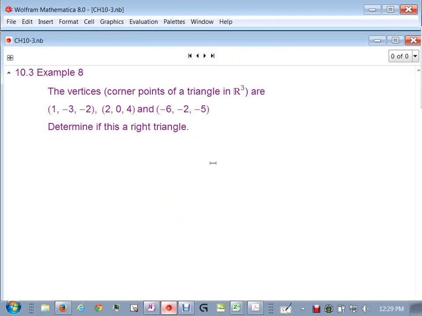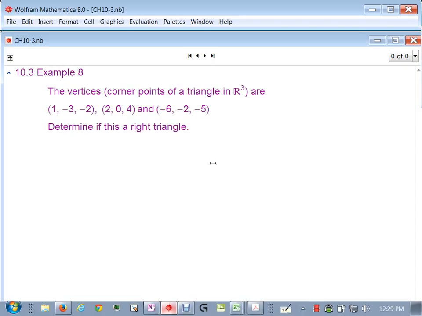All right, the vertices or the corner points of a triangle in three-dimensional space are given. Is this a right triangle? So we have 3 points. So let's say we had that speaker there, and then we had the bottle here, and then we had the doorknob over there. That creates this triangle. Is it a right triangle?